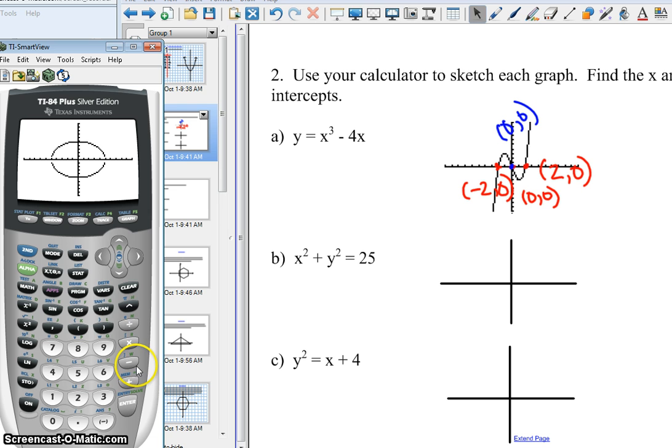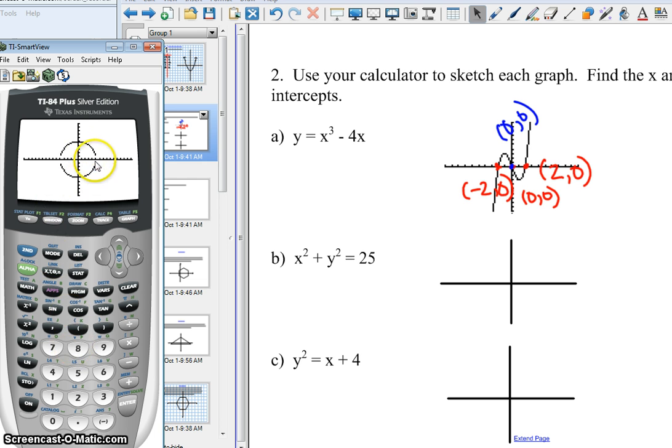Now, my circle looks more like an oval. That's because my screen is set to go from negative 10 to 10 on the x-axis and negative 10 to 10 on the y-axis. But the screen is a rectangle, so it's more stretched out horizontally than it is vertically. To fix that, you can go to zoom and then number 5 z squared. That makes the intervals the same horizontally and vertically, and now your circle looks like a circle.